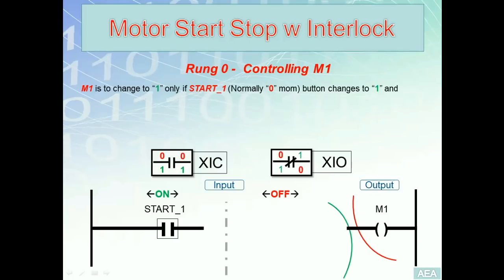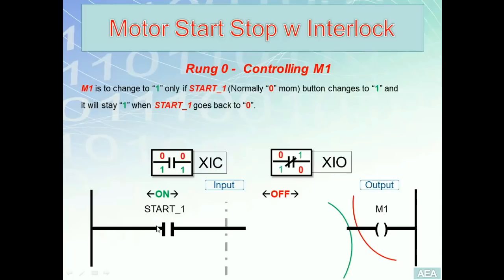That's the first requirement, now 100% satisfied. The second requirement is the following: M1 has to stay 1 after start 1 goes to 0. Remember, start 1 is a momentary switch, so eventually after you press it you will let go. So this instruction over here will go back to false.